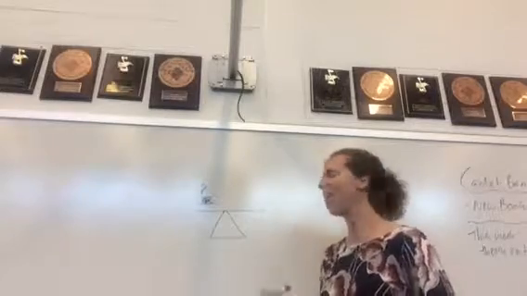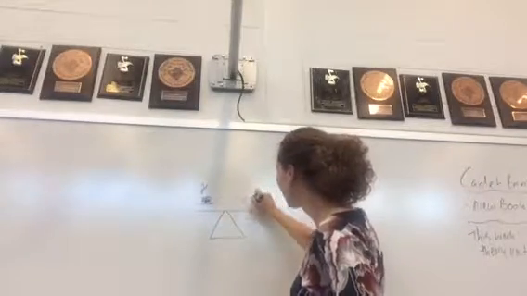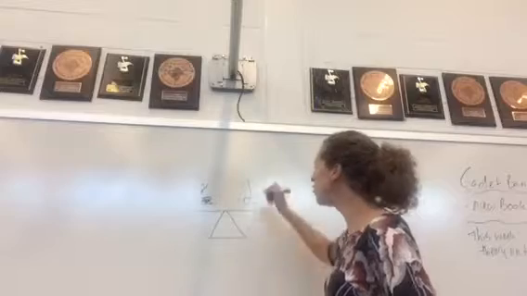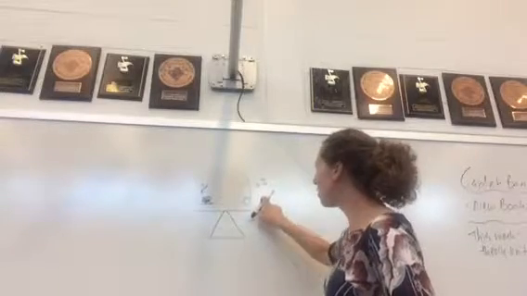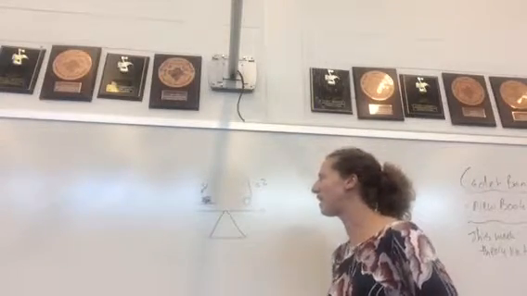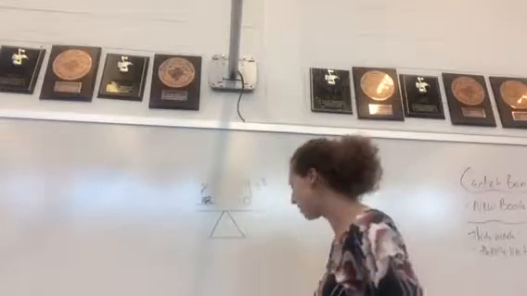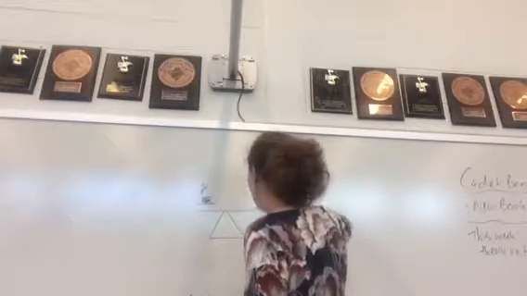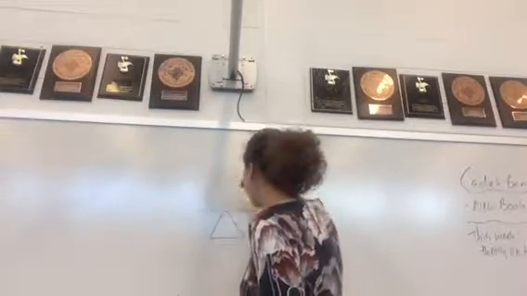And if you decided that that would be a half note, then you are correct. A half note gets two beats. So we've got two beats on this side and we've got two beats on that side, and now the scale is balanced. So that would have been a correct answer. Let's try one more together.